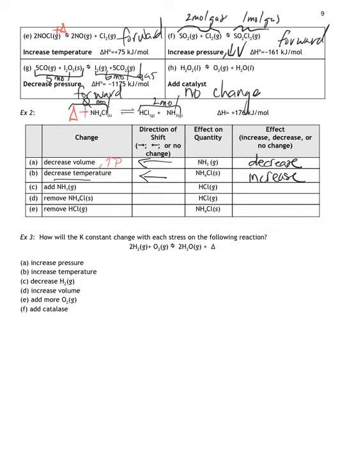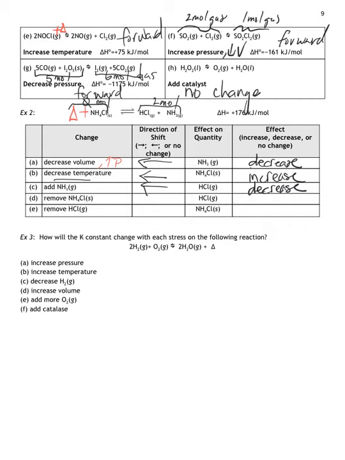Adding more NH3, in order to undo that change, I'm going to have to remove NH3. So the only way to remove NH3 is to shift it towards the left. So I'm shifting this way towards the left. And that will have an impact on the amount of hydrogen chloride by decreasing it. So it's actually going to decrease the hydrogen chloride because it's going to be shifting towards making more ammonium chloride solid.